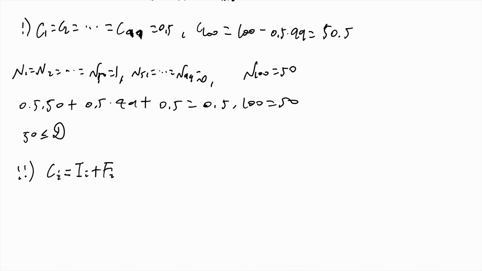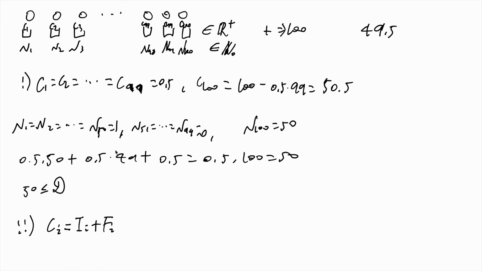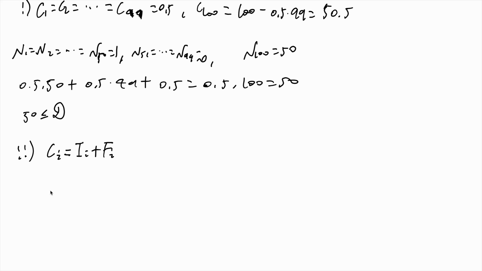We can rewrite C sub I like this. And now what Professor Og is going to do is, because we know that C sub 1 through C sub 100 adds up to 100, we know that I sub 1 plus I sub 2 plus dot dot dot plus I sub 100 is less than or equal to 100.